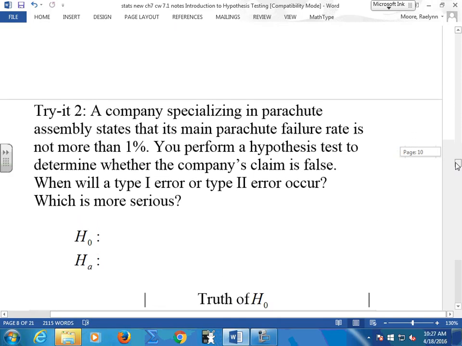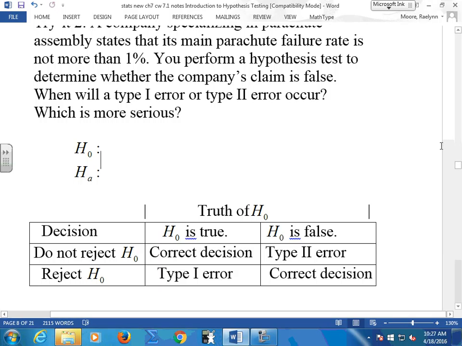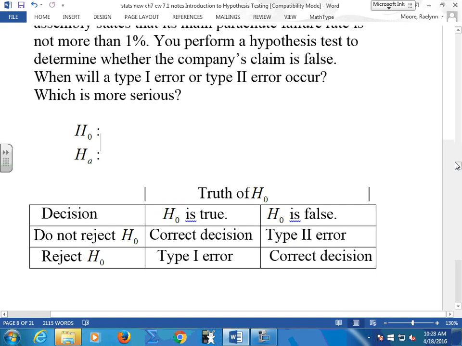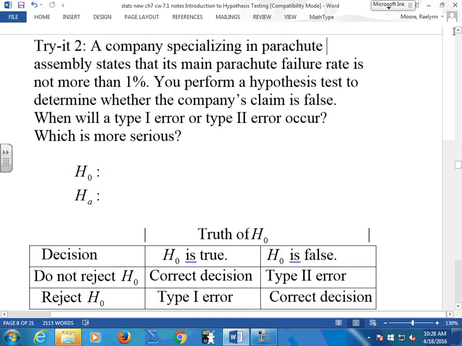But here's another good one. I like these. And again, I don't know if I'm going to fit this in. Okay. A company specializing in parachute assemblies states that its main parachute failure is no more than 1%. How do I write that as a statement?